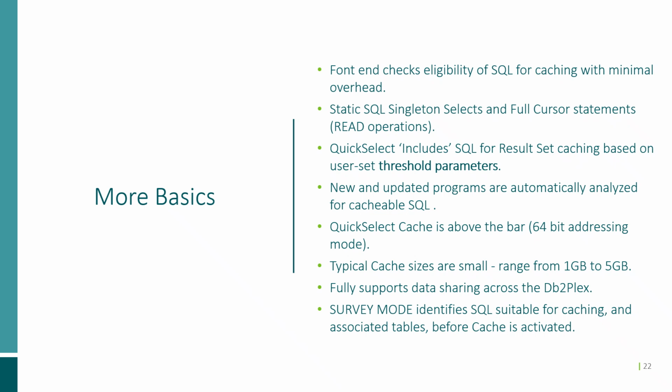It's not encroaching on any memory that other tools or that z/OS needs. QuickSelect manages its cache dynamically. You allocate a certain amount of cache. QuickSelect will actually use only what's needed, and cache sizes tend to be relatively small. We don't store a lot of data because we're only caching result sets, not tables, and we're only caching result sets that are frequently requested.